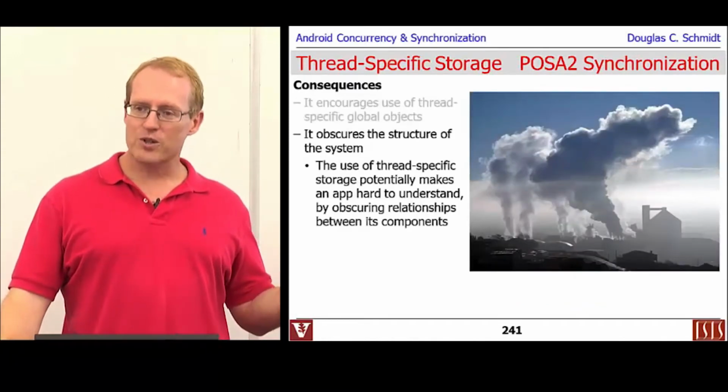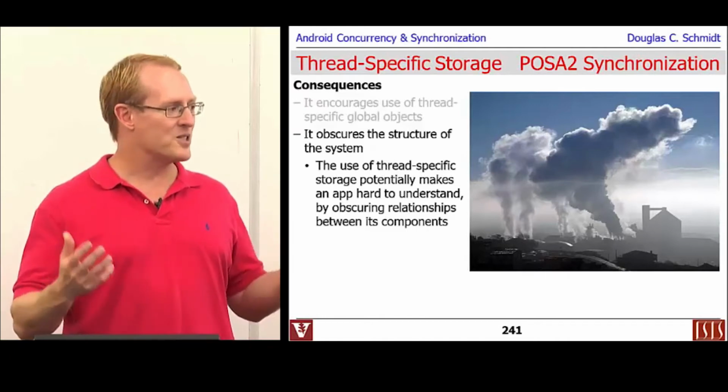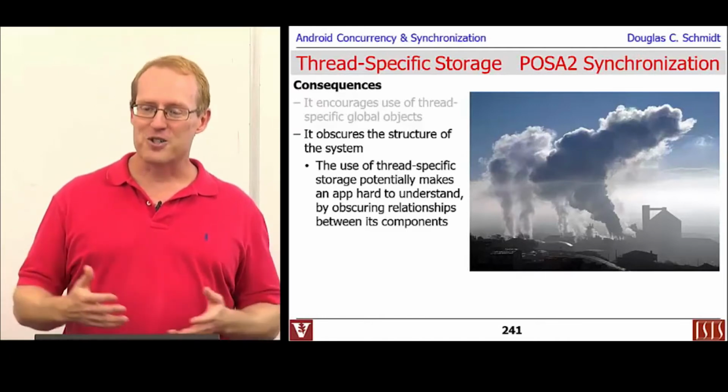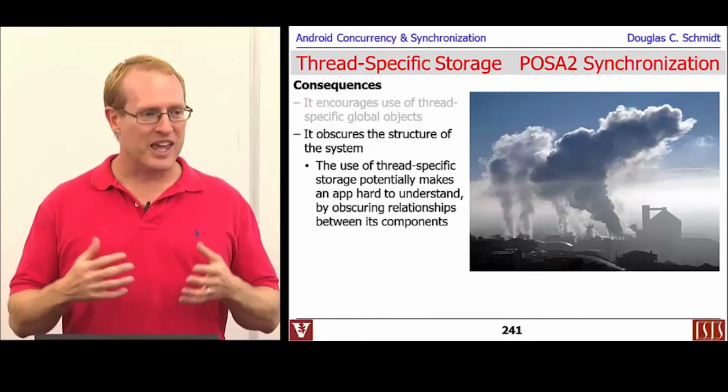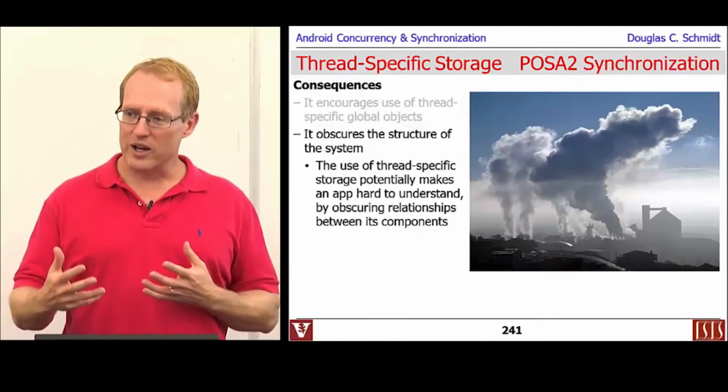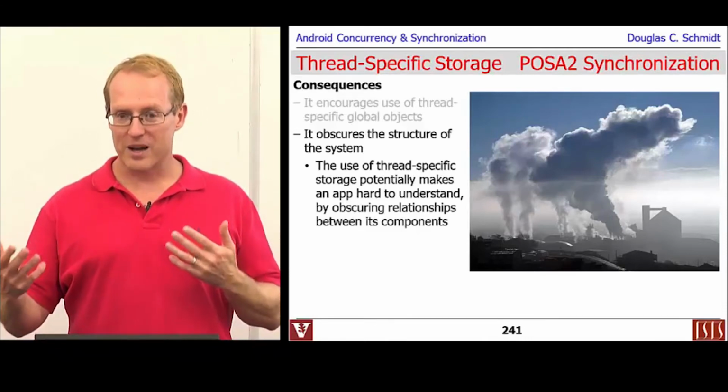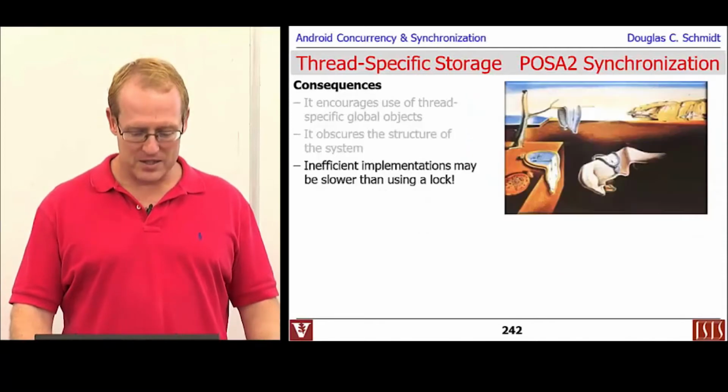It obscures the structure of the system, so it hides things. It's like fog or a smoke screen or pollution or something like that. You can't see as clearly what's going on. That's kind of another way of looking at coupling and unwanted dependencies.